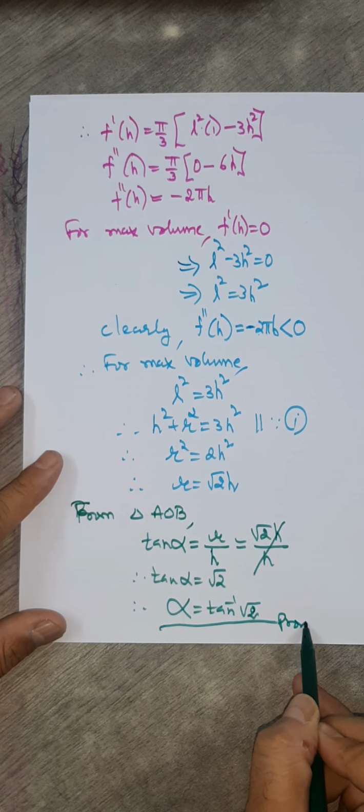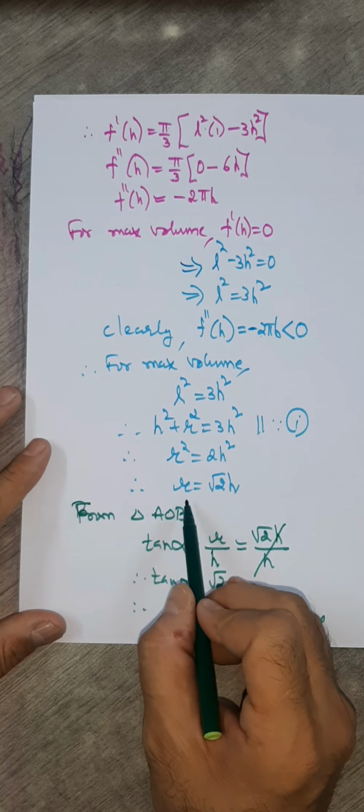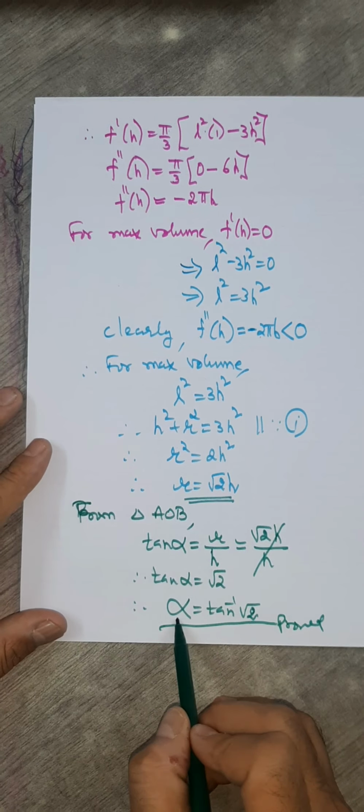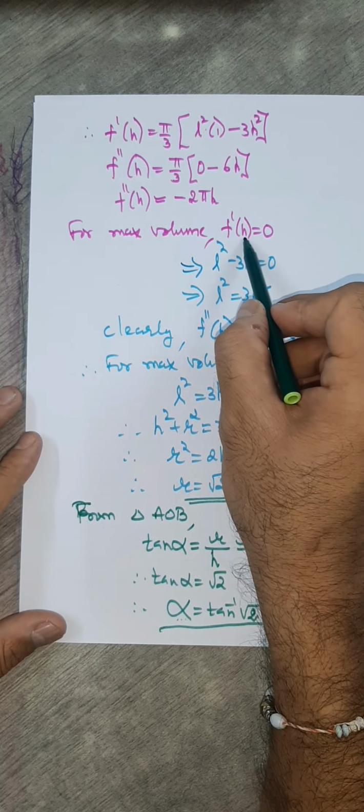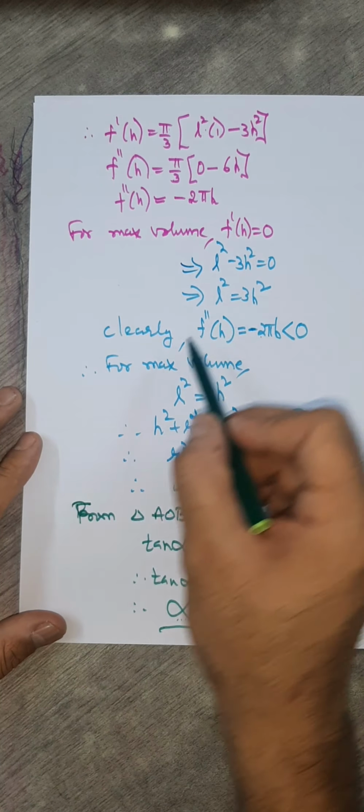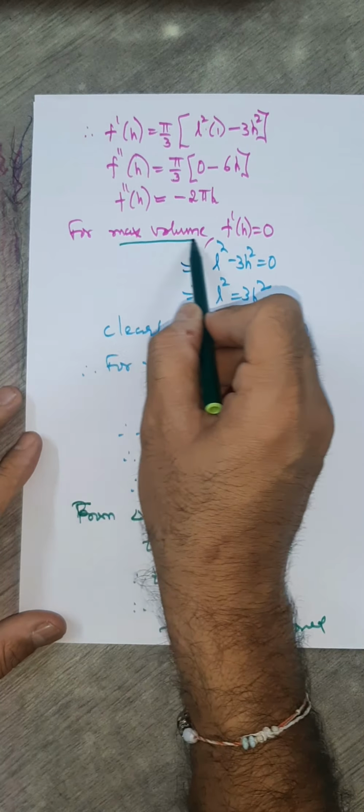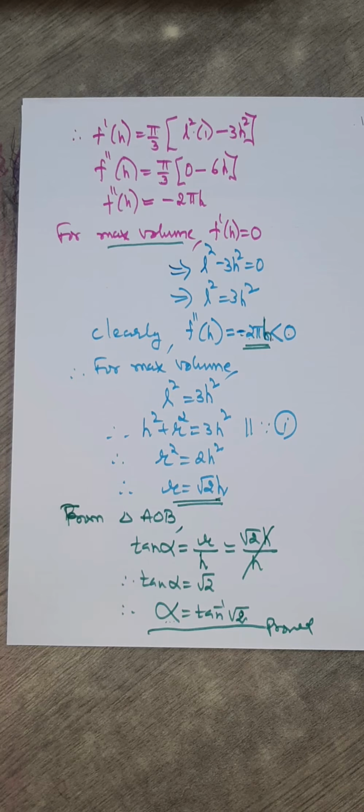Proved. Why could we derive this? Because of this. You have used that to get the alpha. Why could we find this? Because of the derivative equals 0. Why is the derivative 0? Because you are given that the volume is maximum, and you notice here also that the double derivative, 2 pi h with a minus sign, is negative, and therefore proved.